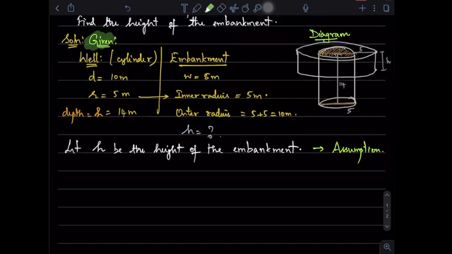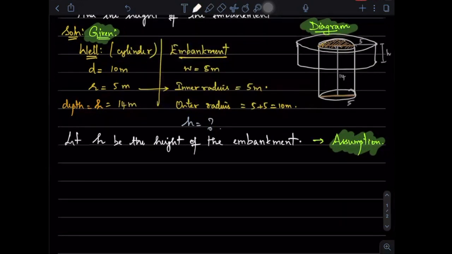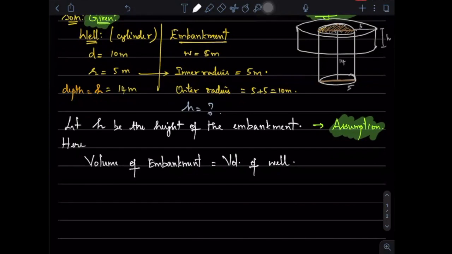So what is important? Given, diagram, assumption, and then come to the situation. What have they given? Here we know what? Volume of embankment is equal to, what will come? Volume of well. Can I write it like this? Volume of earth taken out.